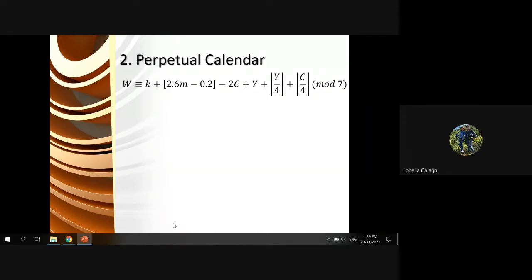Last week, I already discussed the first part of the applications of congruences, which is the divisibility test. For the divisibility test, we have the powers of 2, the powers of 5, 3 and 9, as well as 11, 7, and 13. Now, we will be focusing on the perpetual calendar that you see on the screen.